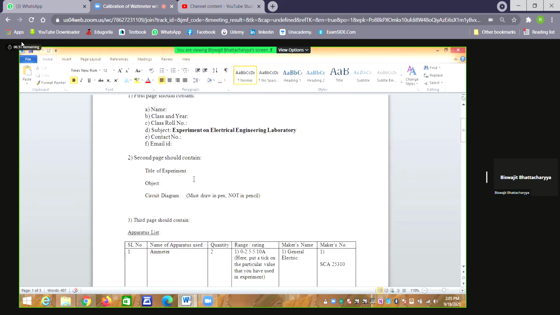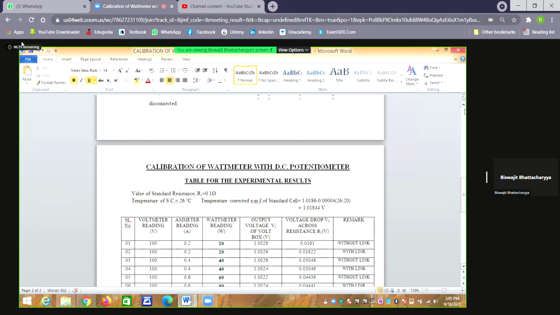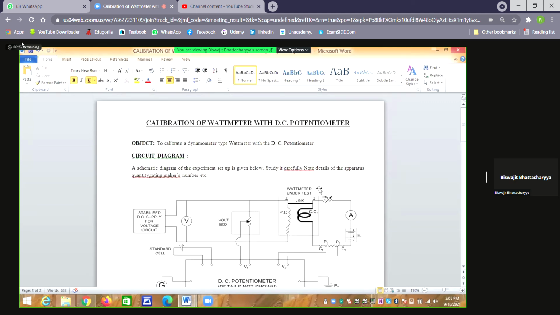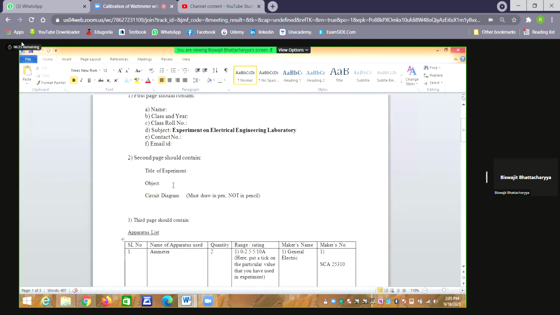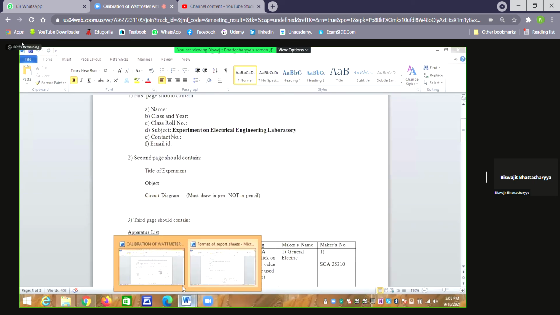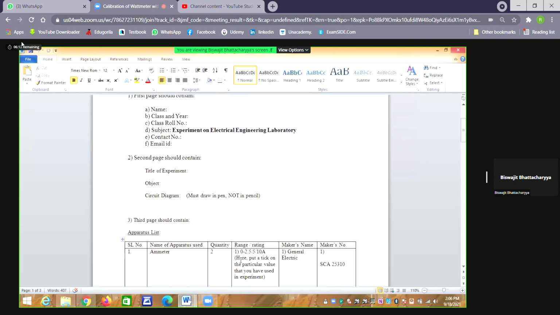Second page will be title of experiment. What is the title of experiment? It is given in the other material. Calibration of watt meter with DC potentiometer. Then what is the object of the experiment in the second page? Object is also given in the instruction sheet. To calibrate a dynamometer type watt meter with DC potentiometer. That is object. Then circuit diagram must be drawn in pen, not in pencil.